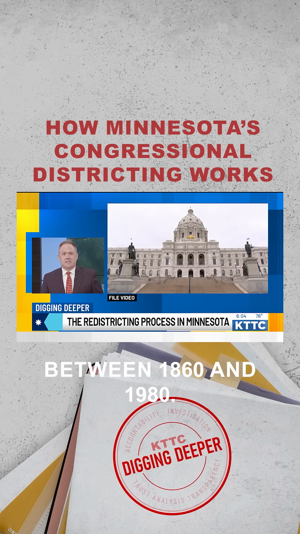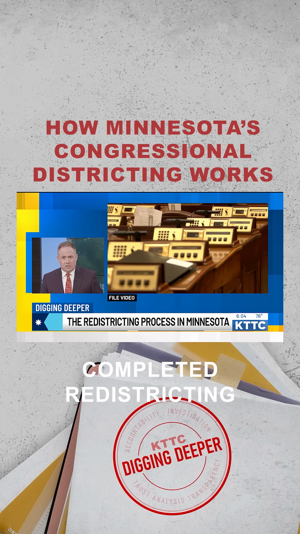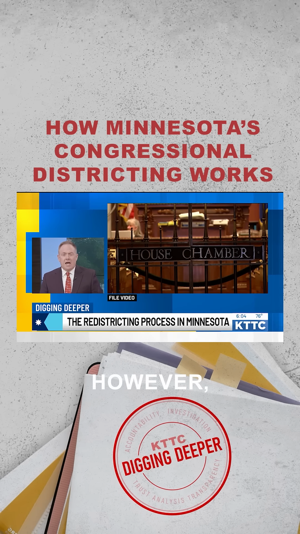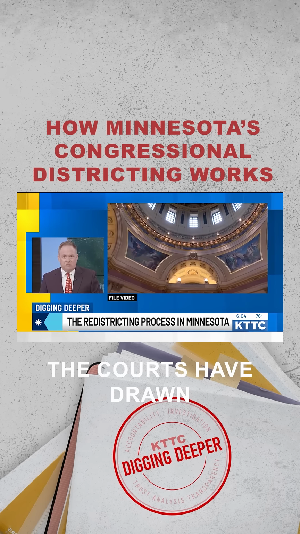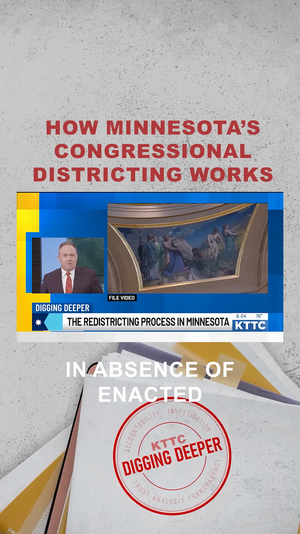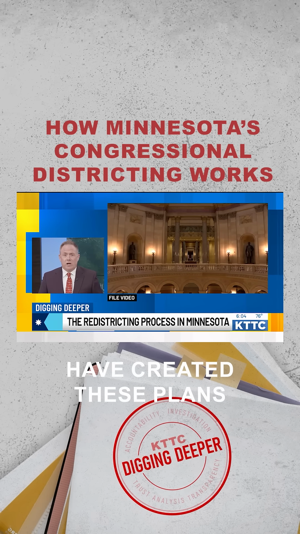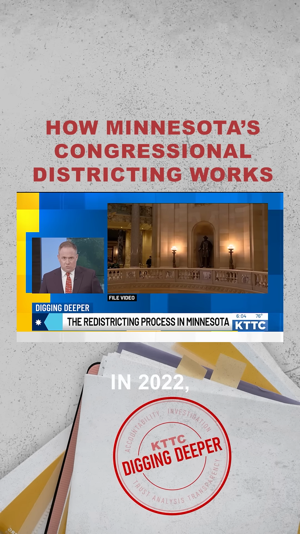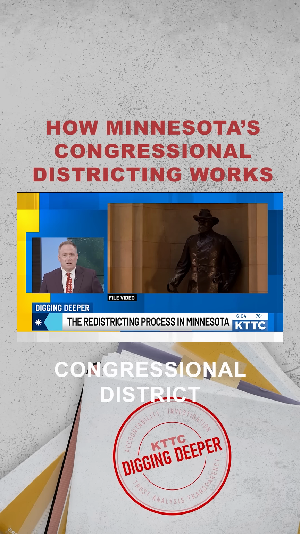Between 1860 and 1980, the state legislature completed redistricting of Minnesota's congressional districts as it was meant to be. However, since the 1980 census, the courts have drawn the congressional districts in absence of enacted redistricting plans. In other words, judges have created these plans because the legislature could not agree on those maps. The current configuration came in 2022 when a special 5-judge panel determined the state's updated congressional district boundaries.